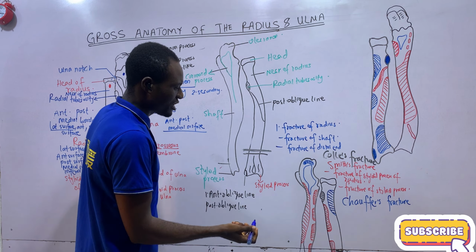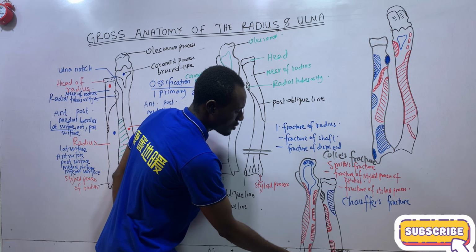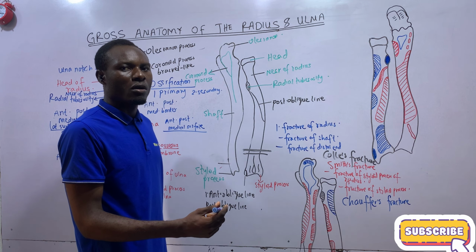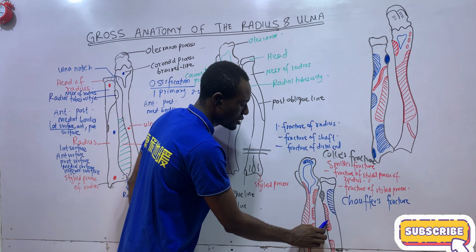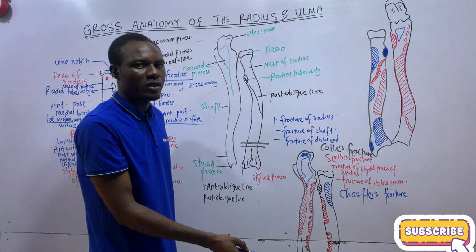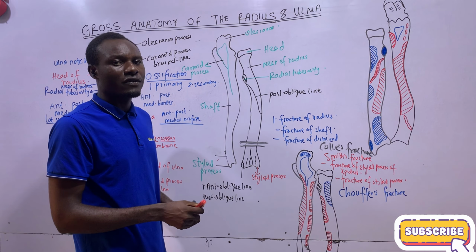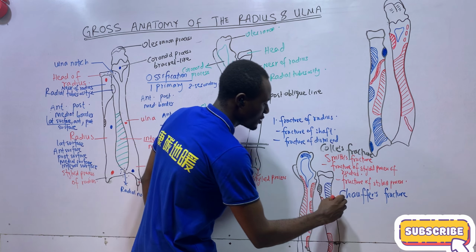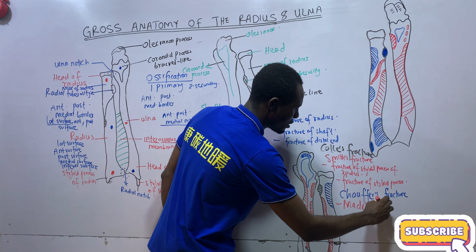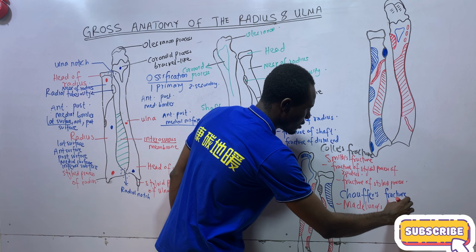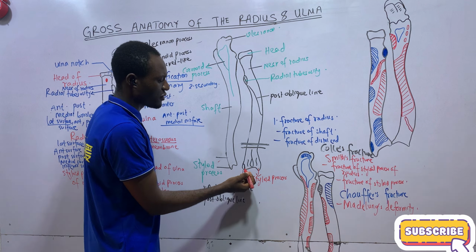And the anterior aspect of the distal shaft of the radius can bow beyond normal. So the increase in the bowing of the anterior aspect of the distal shaft of the radius is a congenital deformity. And that deformity is called the Madelung's deformity.